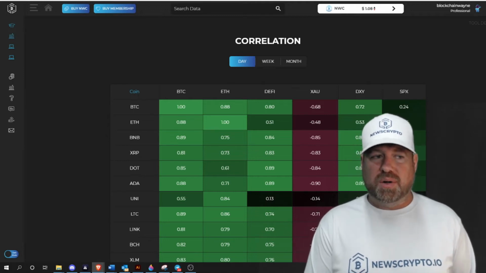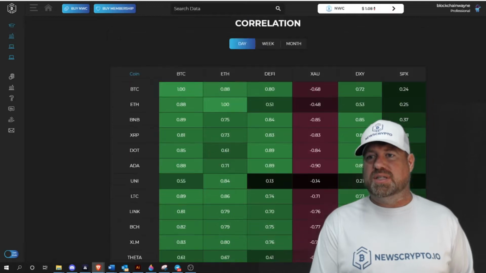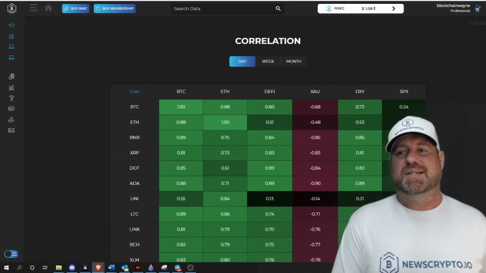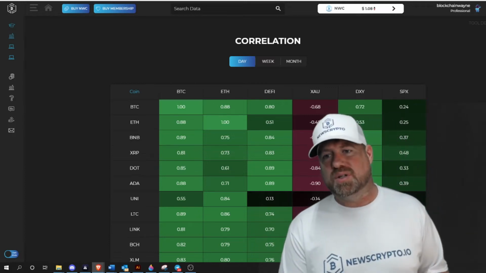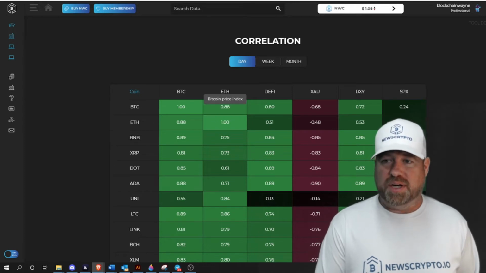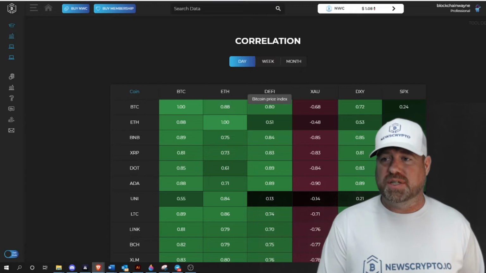You can see here on the screen, we've got many different cryptocurrencies listed, and then across the top, you have the different major assets we're marking against. Of course, Bitcoin and Bitcoin are the same, so that one's a 1 here. Bitcoin and Ethereum, it moves 0.88, so a good bit of the time there's correlation.